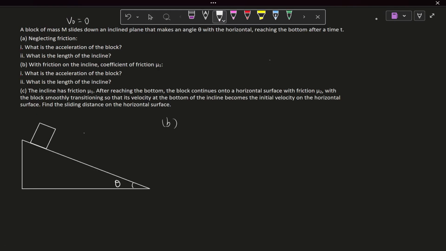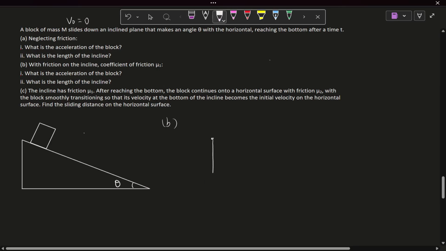Now let's keep on going to the B part. With friction on the incline, coefficient of friction equal to mu. 1. What is the acceleration of the block? 2. What is the length of the incline? So, still, draw a free body diagram. This represents the center of mass of the object. This is the gravitational force, Fg.